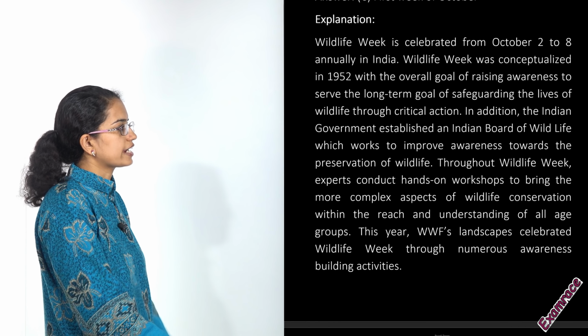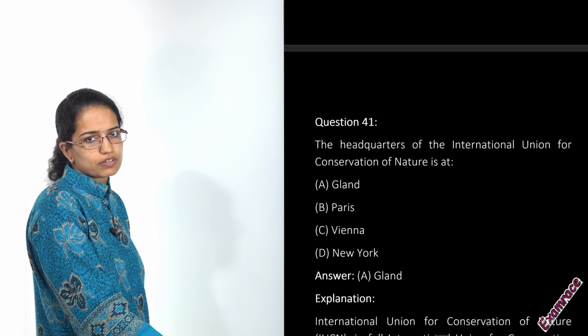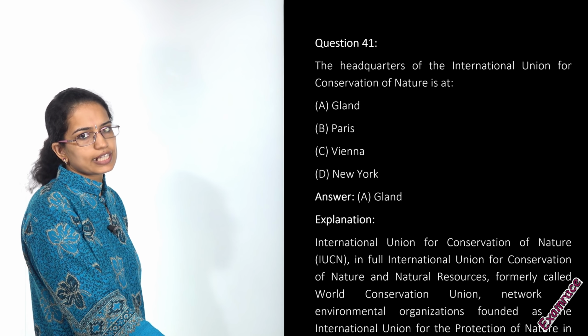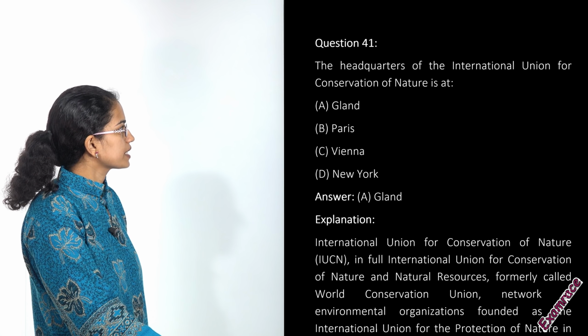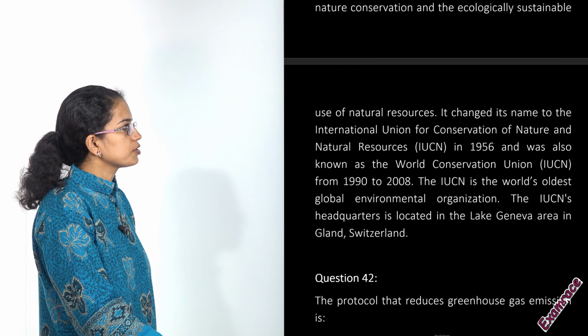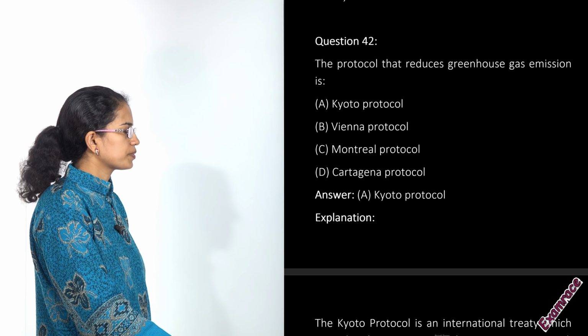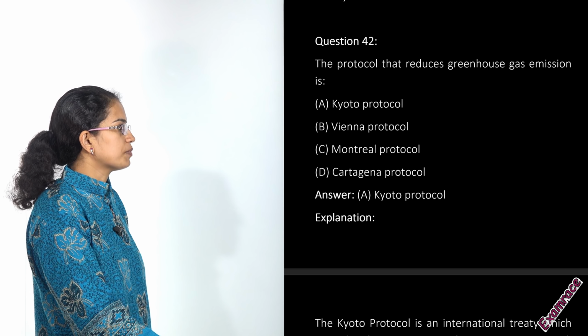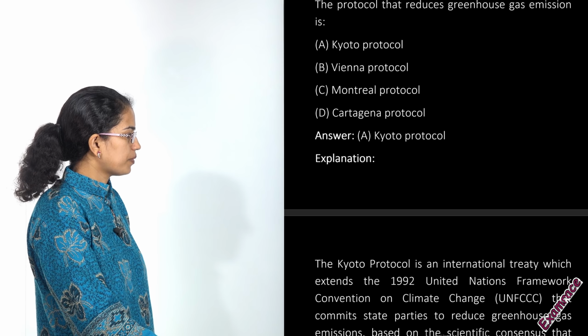The next question is, headquarter of International Union for Conservation of Nature, IUCN, is located in Gland, Switzerland. So Gland becomes your right answer, Switzerland. The next question is, protocol aiming to reduce the greenhouse gas emission is the Kyoto Protocol. For ozone, it was Montreal Protocol. So both of those become important.